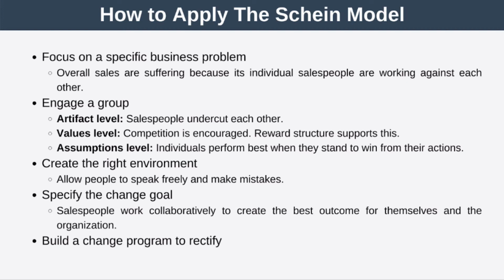Using Schein's model, you investigate the problem and see that, at an artifact level, salespeople undercut each other to win a bonus over their colleagues. Now that's beneficial to the individual, but detrimental to the organization. At a values level, you see that competition is encouraged between salespeople. And in fact, their entire reward structure is set up to support this. Sales managers are also rewarded based on the total value of sales, not collaboration.